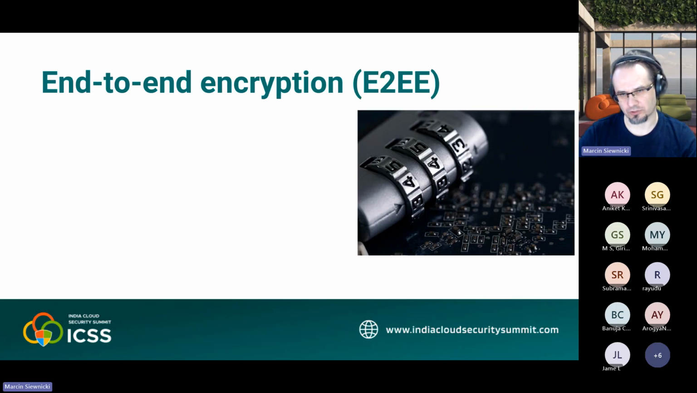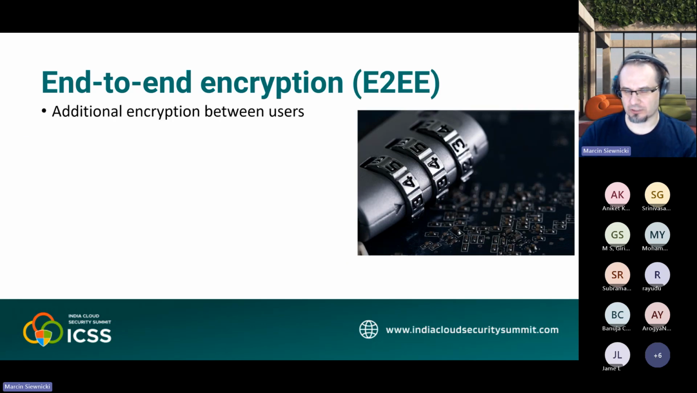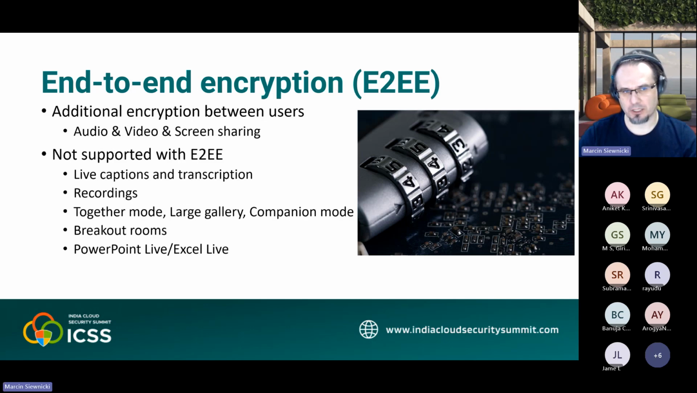The next one, end-to-end encryption. This is additional encryption between users in large meetings. You can use audio and video and screen sharing, so all common features are there. But live captions and transcriptions are disabled, simply not available. Recordings as well, together mode, large gallery and companion mode are also not available, and breakout rooms are not here. PowerPoint and Excel Live are also disabled in this mode.